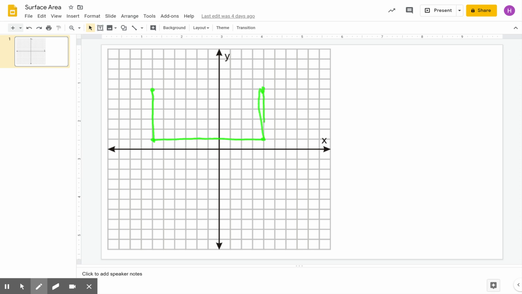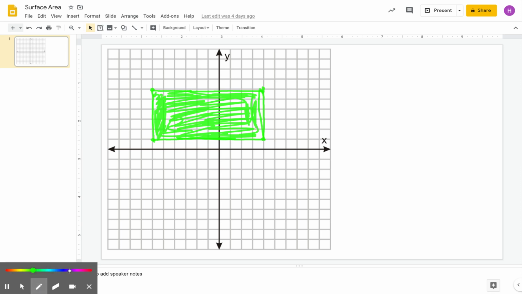Oops. Drawing isn't going to be perfect. It's very weird writing on a screen. Shade that in green. Okay.